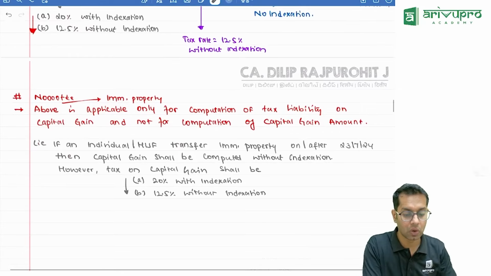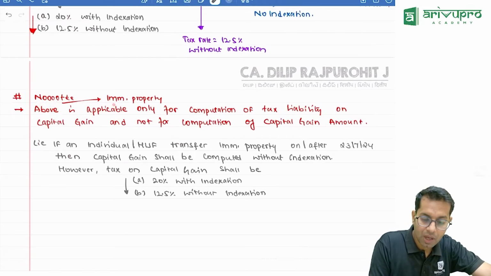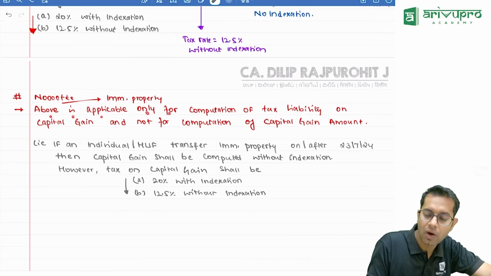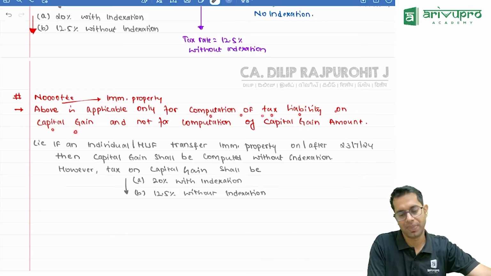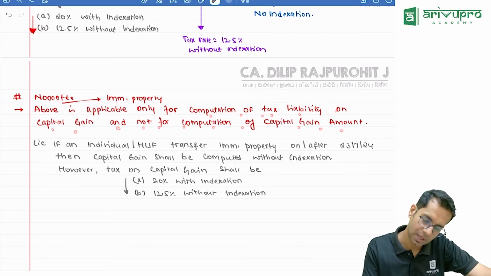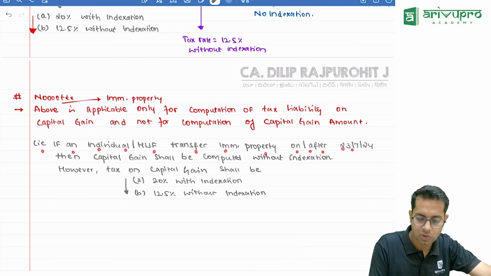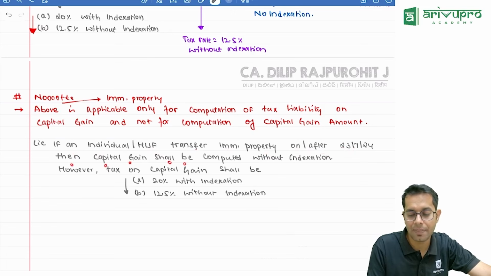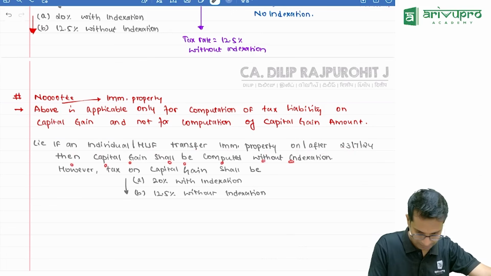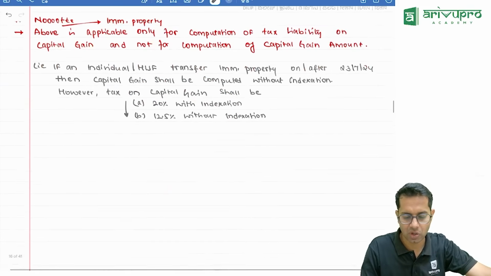Now note, a very important note. Remember this note? Note, immovable property: the above is applicable only for computation of tax liability on capital gain and not for computation of the gain amount. That is, if an individual or an HUF transfers immovable property on or after 23rd July, then capital gain shall be computed without indexation. However, tax will be taken at 20% with indexation or 12.5%.